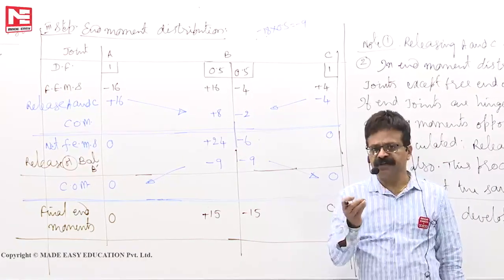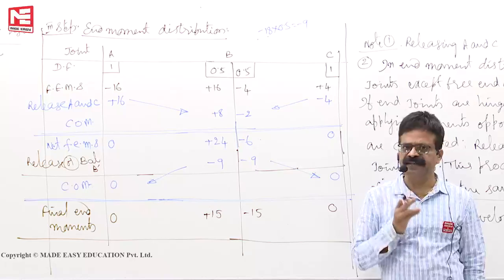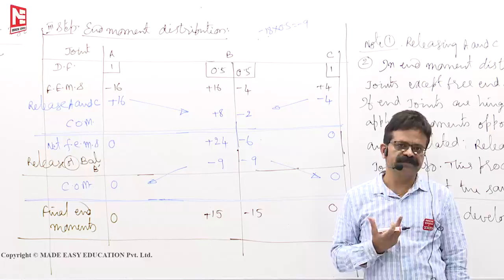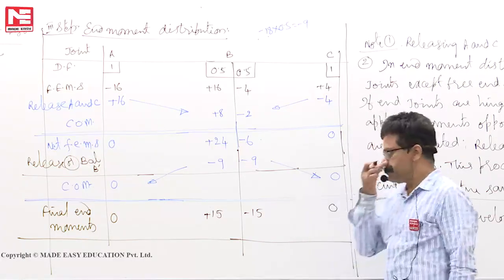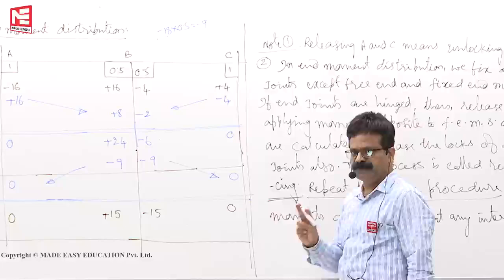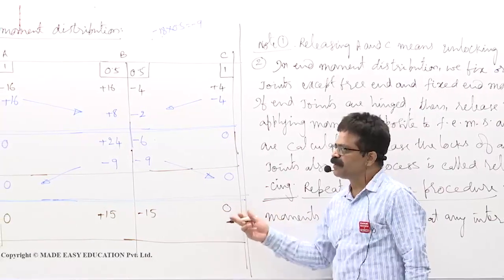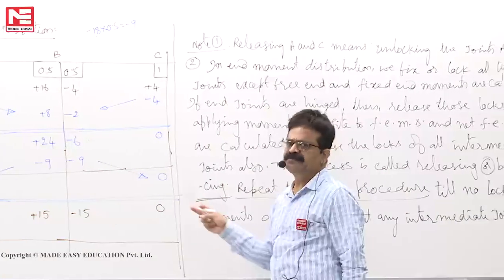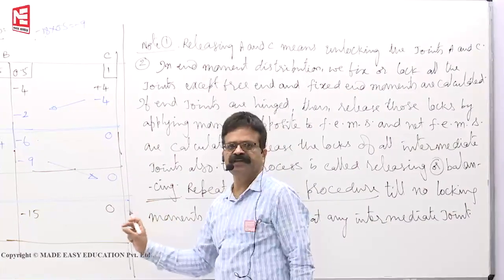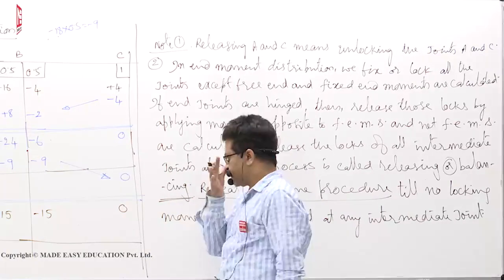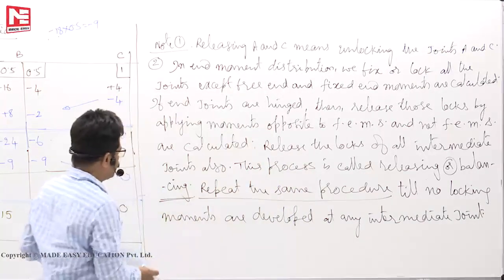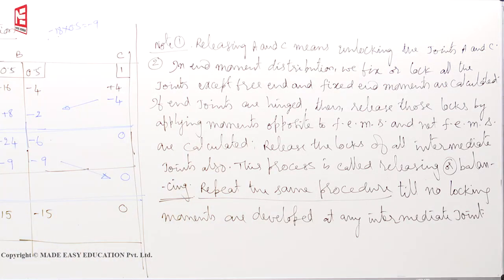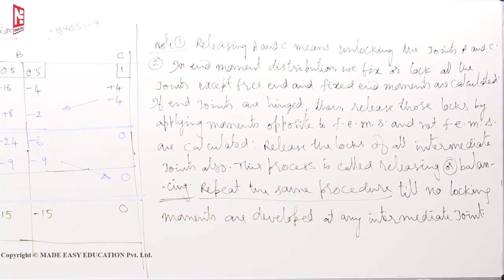If at all they cut 1 mark, say you get 19 out of 20, but you have a lot of time still with you, you can solve other problems effectively and completely. So this is the process I am telling now for 2 marks questions. For 20 marks questions you have to repeat the procedure. Then when you come to mains, we will discuss again how we should repeat it at least 2 or 3 times, until no locking moments are developed at any intermediate joint. So this is the process of end moment distribution.